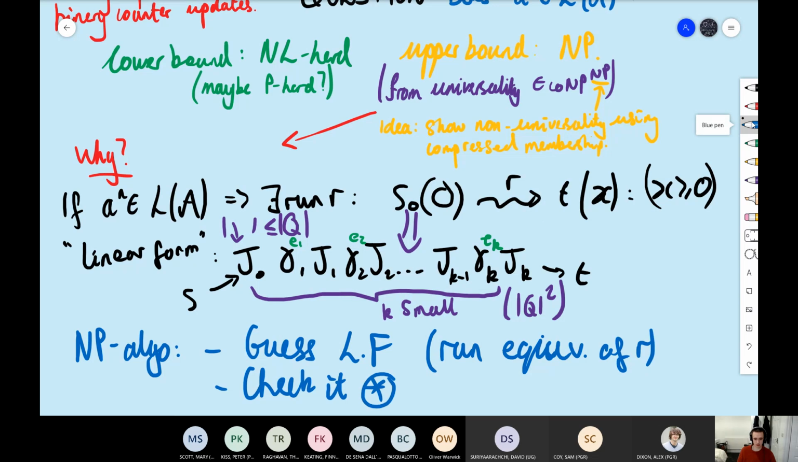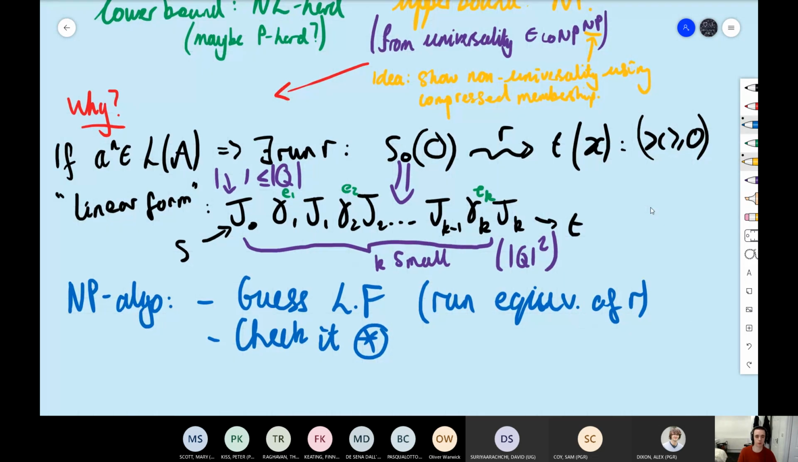And I'm going to put a big asterisk here. Sure, this thing is polynomial size because it's Q cubed long, and the exponents that you tack on at the end are roughly linear in N, where N is the input for the compressed membership. So this thing is linear in the size of the input of the problem, because Q is the number of states, and it's linear in the size of N.